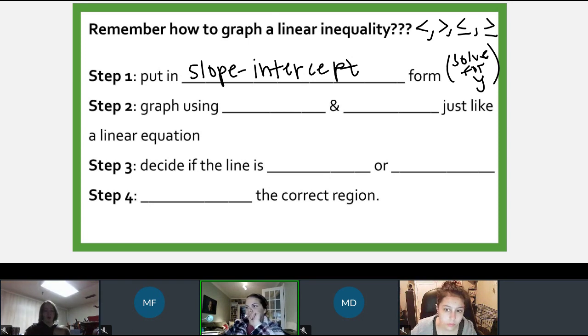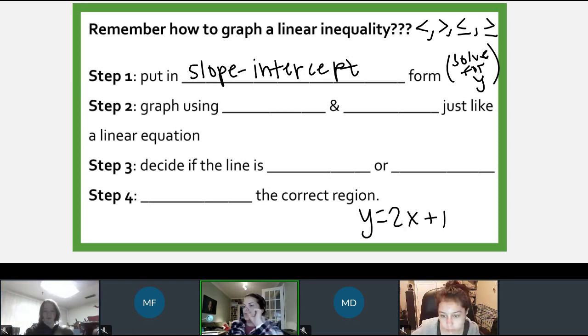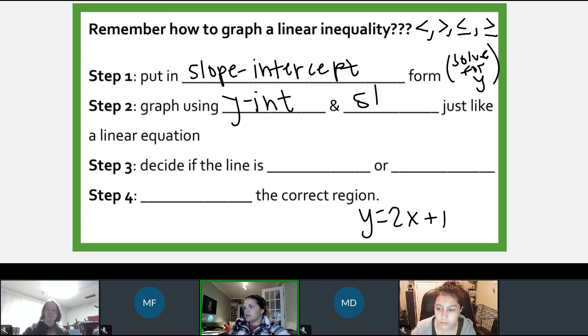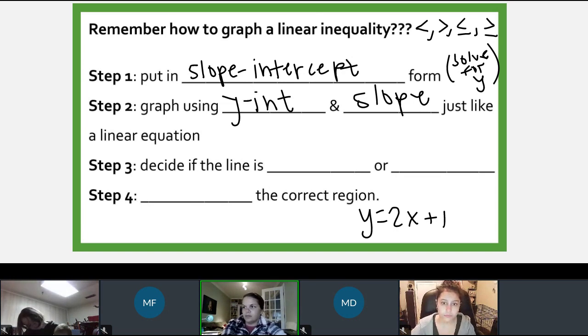Would you just pick a random point? Let's say you had this equation, y equals 2x plus 1. What point would you graph first? Exactly, Aaron. Very good. The y-intercept. So we're going to graph using the y-intercept and the slope. Okay, so go ahead and fill that in on your paper. Write that down. These are your steps. So you're going to want to write these steps down so that you can use them on your homework and your quiz.